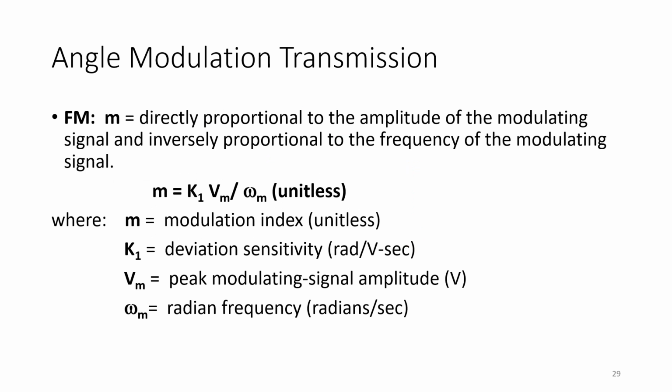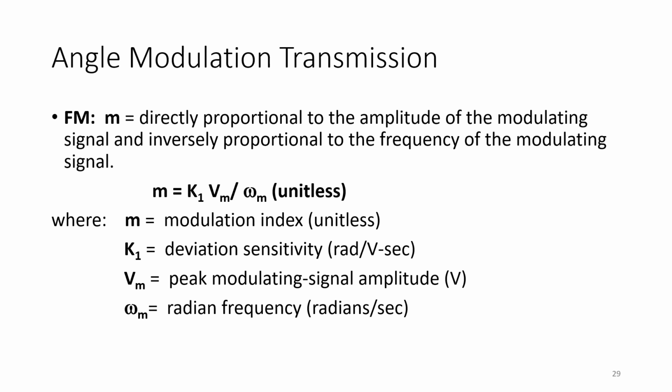So let us now go to FM. The modulation index for FM is directly proportional to the amplitude of the modulating signal and inversely proportional to the frequency of the modulating signal. So m is equal to k1 Vm over omega_m. This is your deviation coefficient for FM, k1. It is directly proportional to the amplitude, Vm, and inversely proportional to the frequency, represented by omega_m, because omega_m is 2 pi fm. So it is related to frequency. The modulation index in this case is unitless.